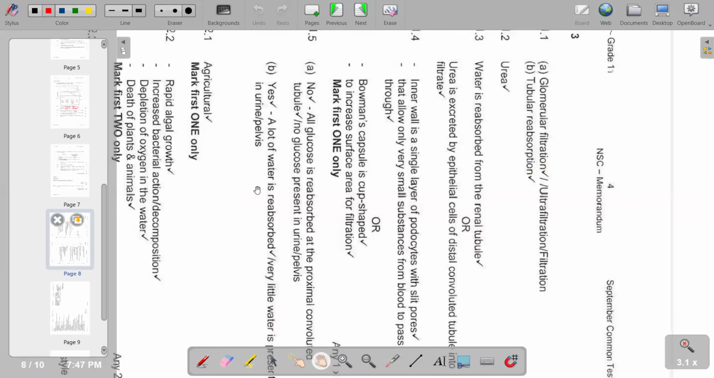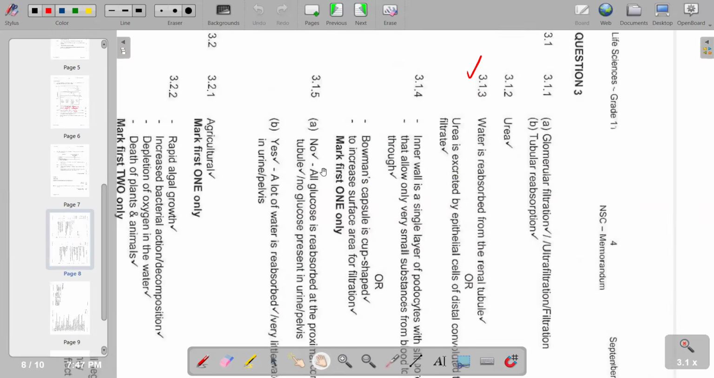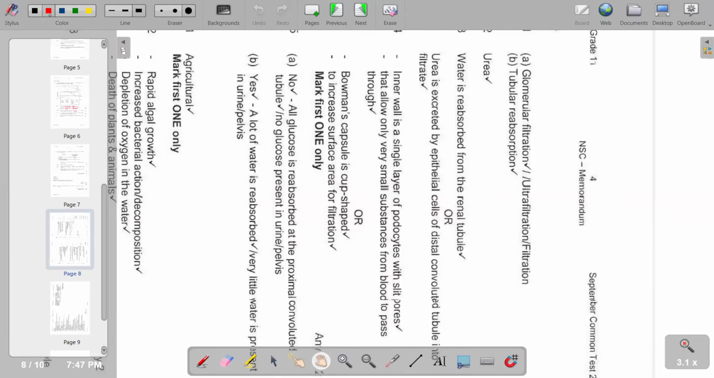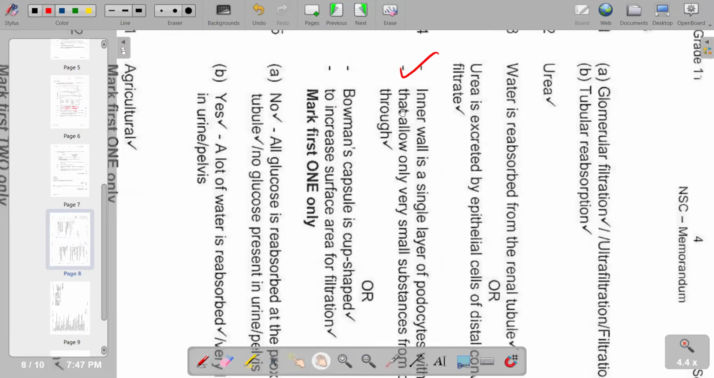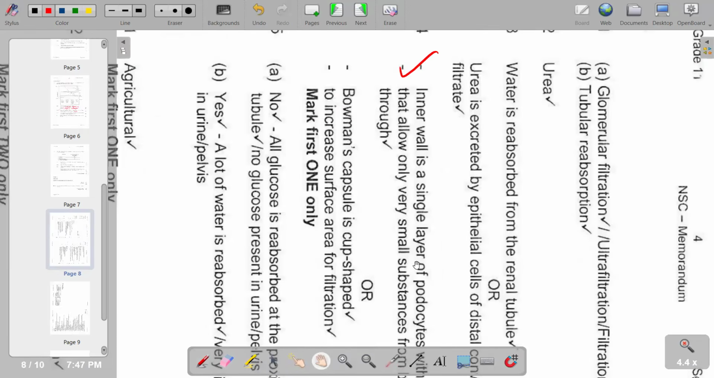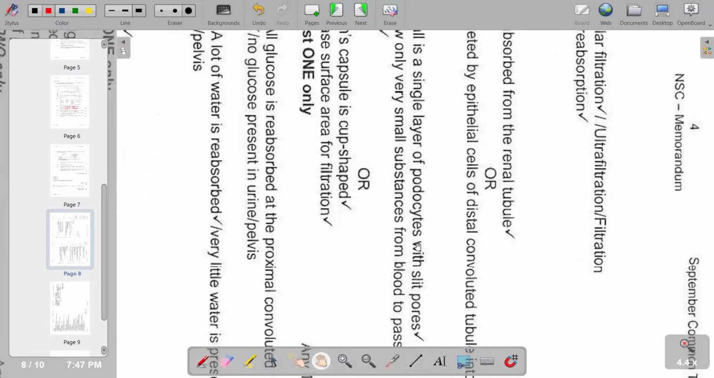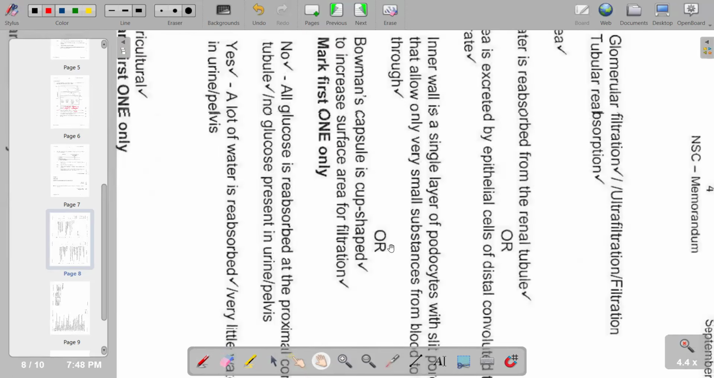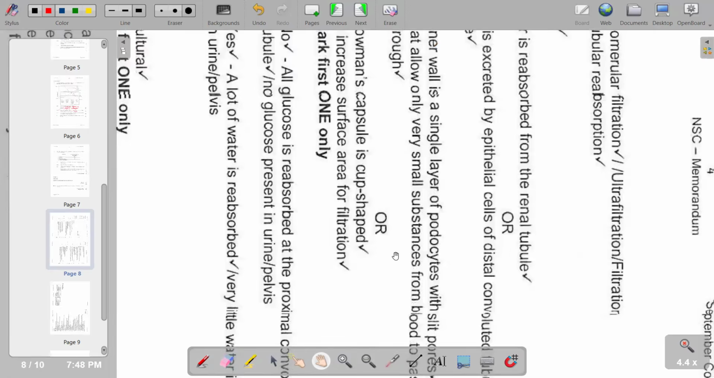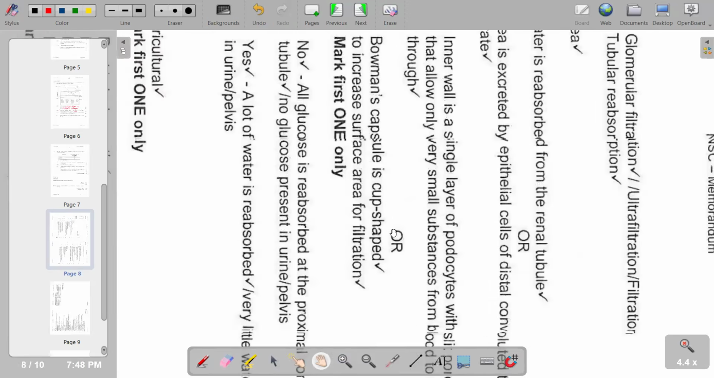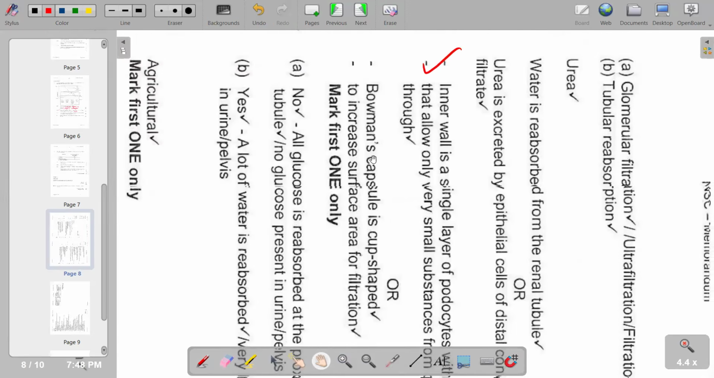And of course, that is explained on this part. As we are saying, the inner wall is a single layer of podocytes with the slit pores that may allow only few small substances from blood to pass through. So basically, this is the explanation that we have within that question.